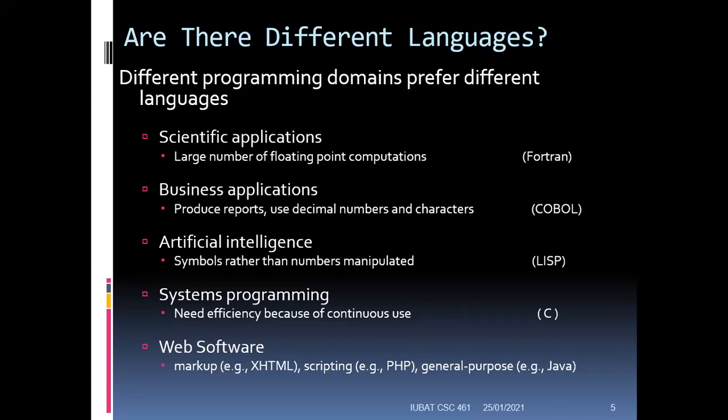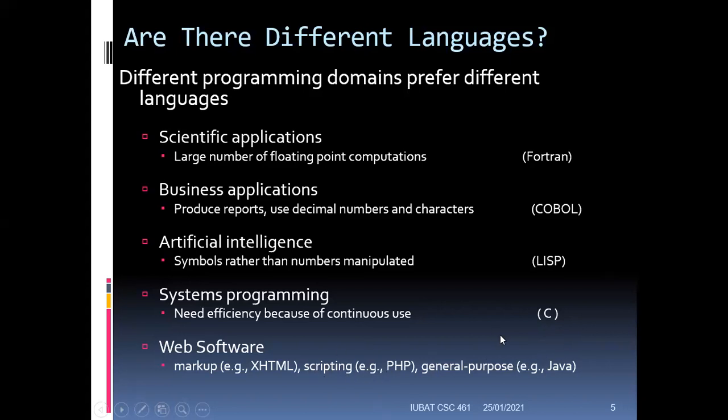Then we have web software, which I think you're familiar with, PHP and HTML. These are some of the programming languages that we use for web software. So the first thing we need to understand is which domain we are working in, because depending on the domain you might have to learn Fortran, COBOL, Lisp, C, or PHP, HTML, and so on.